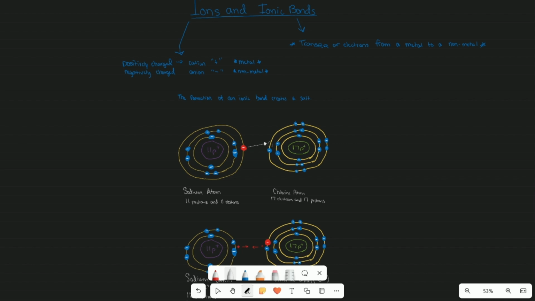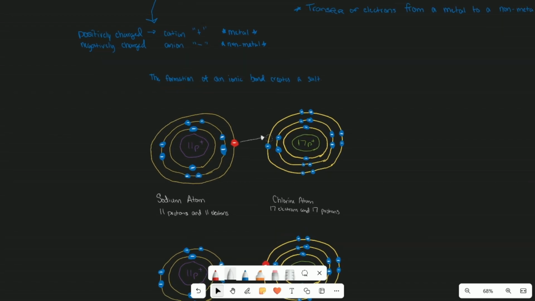So it's typically going to be a metal, and then you get a negatively charged anion, and typically that's going to be the non-metal. So basically, the metal is going to be donating an electron to the non-metal. Every time you form what's called an ionic bond, again, an ionic bond is a bond between a metal and a non-metal, you're going to create a salt.